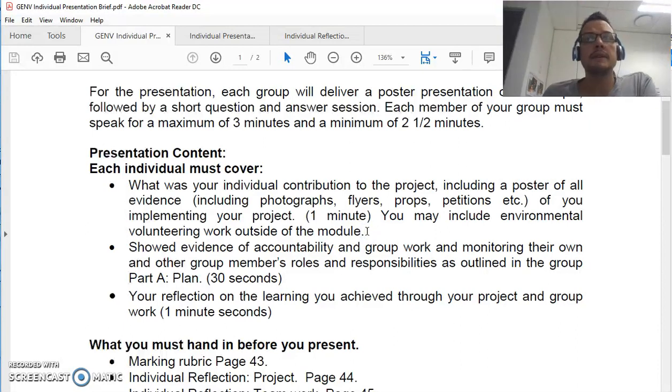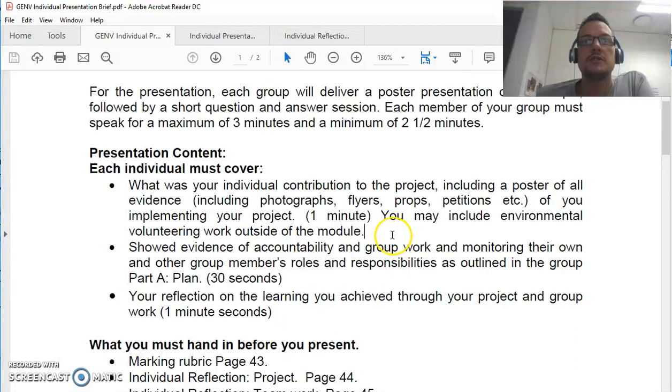So you must speak for 1 minute on that. Then you must show evidence of accountability and group work and monitoring of your own and other people's roles and responsibilities as outlined in the group plan. So here we are expecting you to have a look at your part A, your plan. Did you stick to what you were going to say? Did you make changes? Did you deliver when you said you were supposed to? Did you monitor your other group members to see if they delivered when they were supposed to? And then, lastly, you must reflect on the learning that you achieved through your project and through the group work.